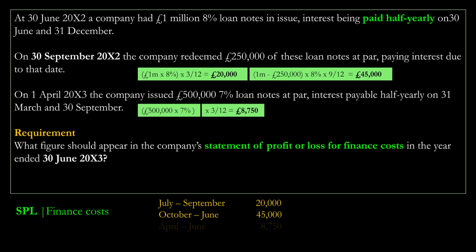Now, let's add all of these figures. And the answer is 73,750, and the correct option is D. That's it.